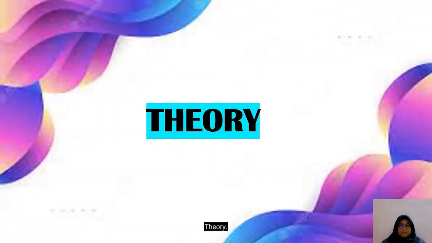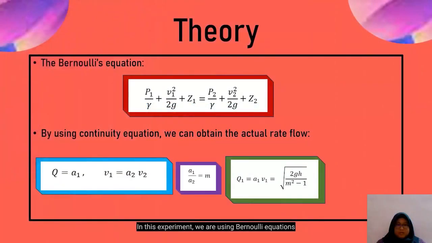Theory. In this experiment, we are using Bernoulli equations, which is shown in the red box. According to the Bernoulli theorem, every section in the flow of a liquid, the total of the static head and the kinetic head are constant. By using continuity equations, which are shown in the blue box and the purple box, we can obtain the actual flow rate, which is shown in the green box.